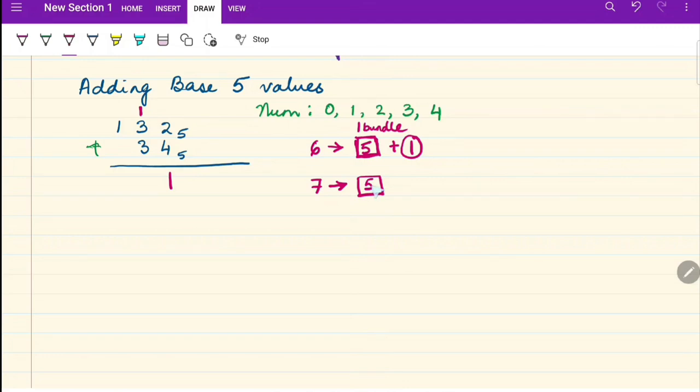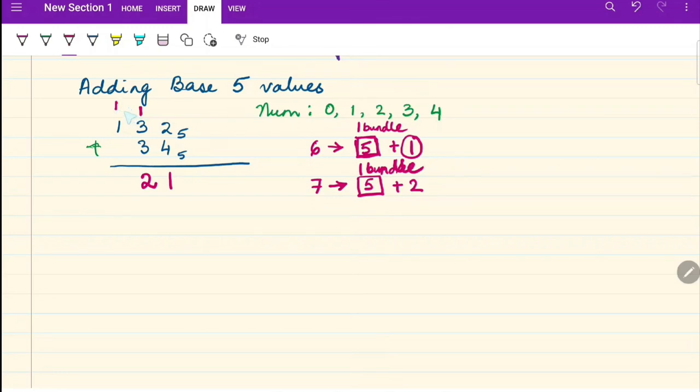2, right? It's 5 plus 2 is a 7. One bundle of 5 and a 2. So this remaining 2 is what you write under the second column on the left, and you carry over that one bundle further to the left.